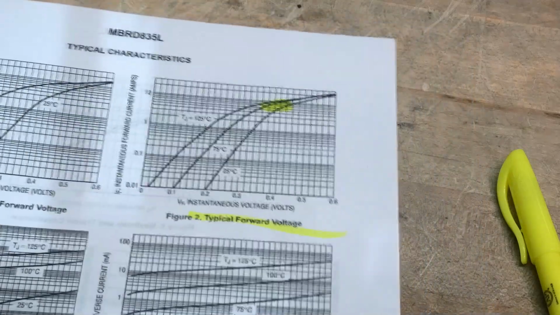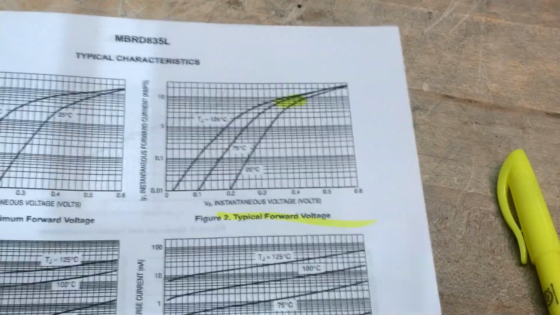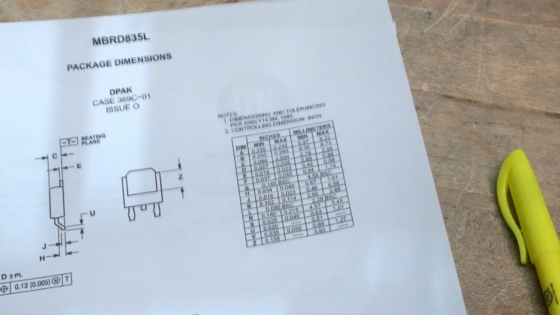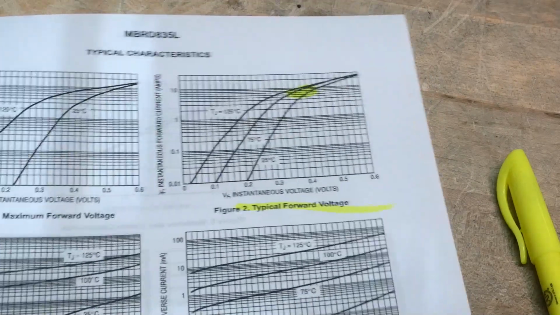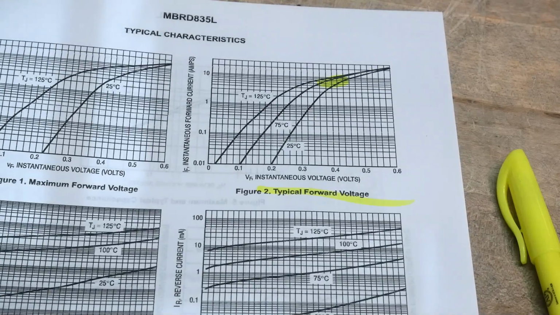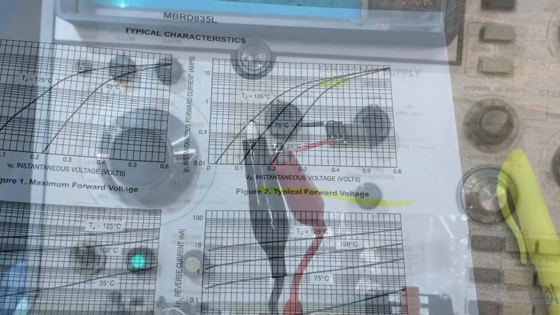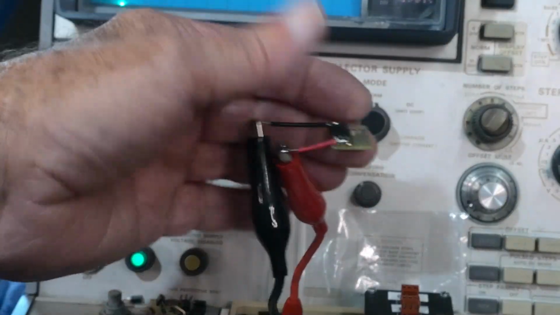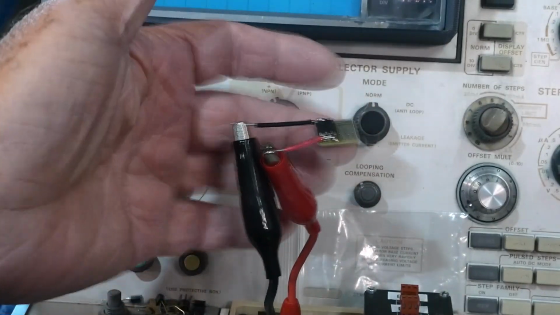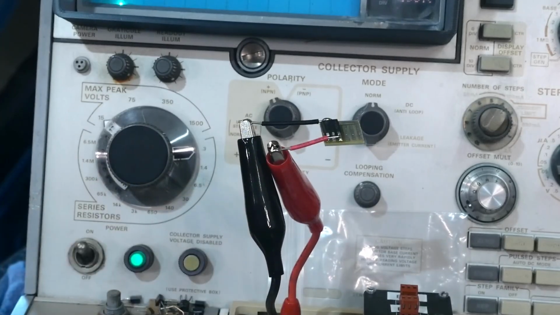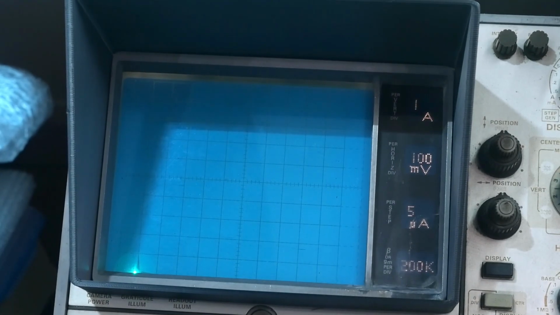0.4 volts forward current, sounds like a Schottky, and yeah, nothing much else going on, but I say we put this thing on the curve tracer and try to put some amps through it. I've put it on a little PC board here and have it hooked up to the machine, so let's take a look here.